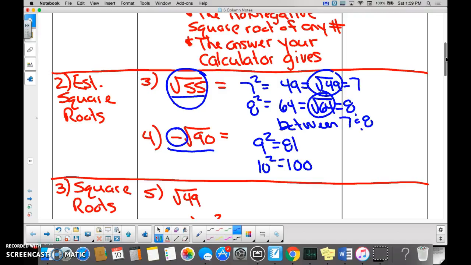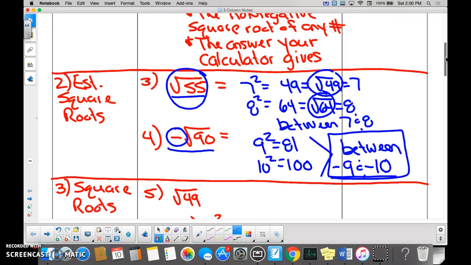But we have a negative on the outside of it. So that negative is going to be tacked on to the end. Your answer is going to be between, not 9 and 10, because that would be the square root of 90, between negative 9 and negative 10. So my advice is tack the negative on to the very end. Ignore it until the very end. Don't forget about it, but ignore it, and then tack it on at the end after looking at the problem as a whole.